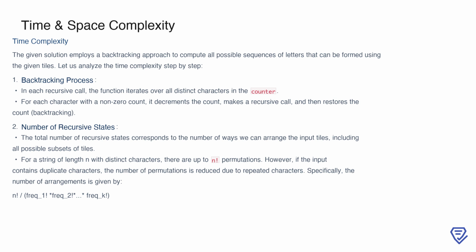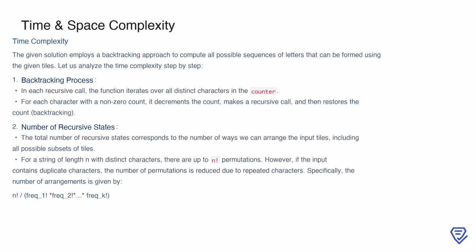The time complexity of our solution comes from the backtracking process, which systematically explores all possible sequences of letters that can be formed using the given tiles. At each step, the function iterates over all distinct characters in the counter. For each character that still has a non-zero count, it decrements the count, makes a recursive call, and then restores the count as part of the backtracking process.